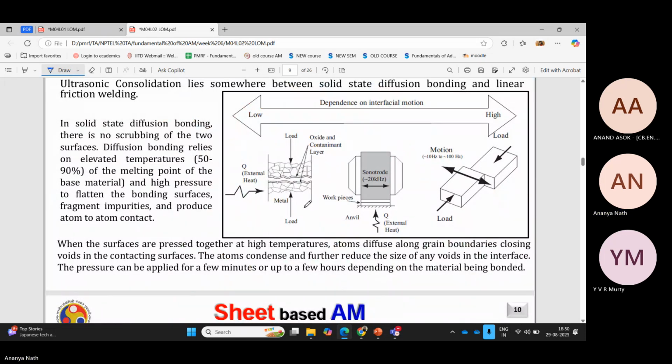So how does the bonding take place between these 2 surfaces? The 2 surfaces will have some surface roughness. Even if you touch the metal and feel that it's very smooth, it is not. At the micron or submicron level, the surface looks like this. There will be some valleys and some mountains, like peaks and valleys.